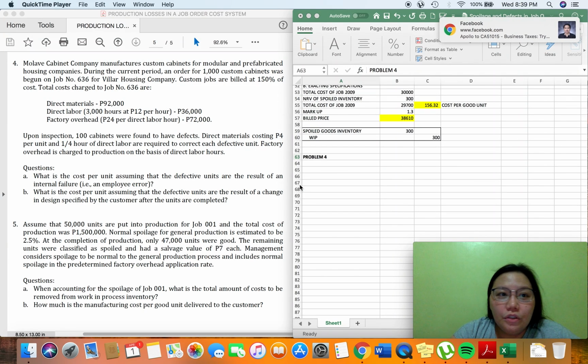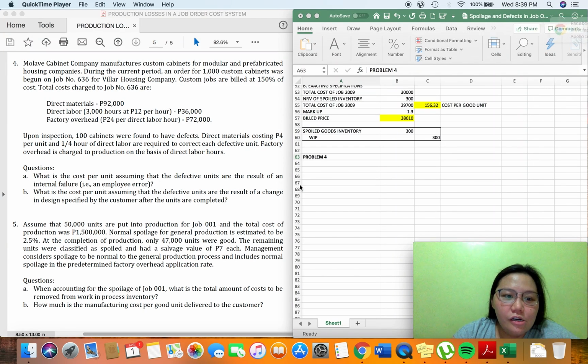Okay, so to continue, we'll answer problem 4. Mulave Cabinet Company manufactures custom cabinets for modular and prefabricated housing companies. During the current period, an order for 1,000 custom cabinets was begun on Job 636 for Villar Housing Company. Custom jobs are billed at 150% of total cost.